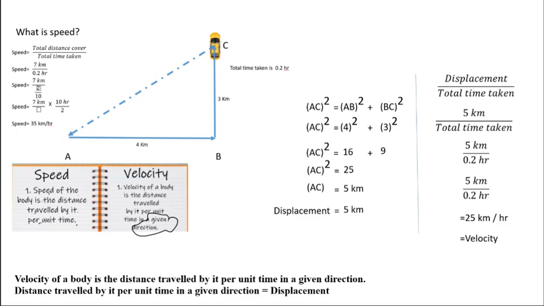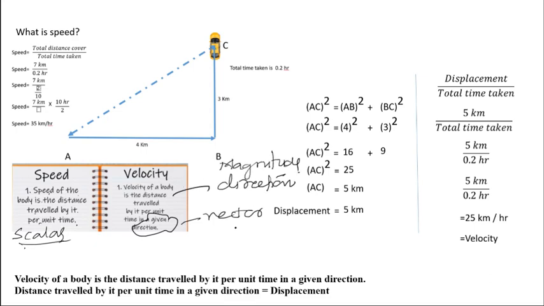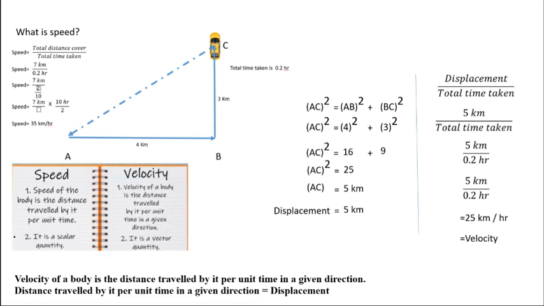Now, since this has a direction, what type of quantity is it? It's a vector quantity, and this will be a scalar quantity. Please refer to the previous videos. All those having no direction but only magnitude is a scalar quantity, and every physical quantity having both magnitude and direction is a vector quantity. And therefore speed is a scalar quantity, velocity is a vector quantity.